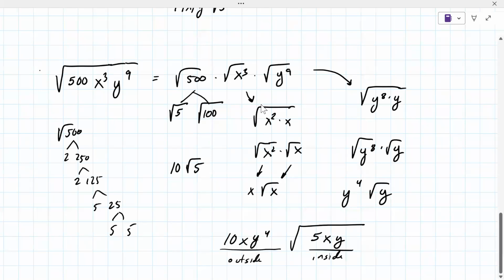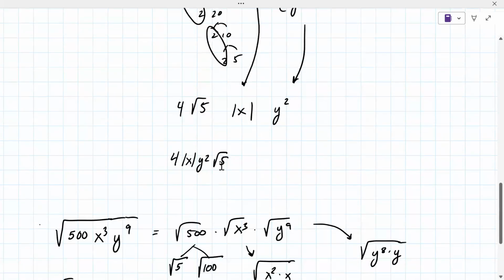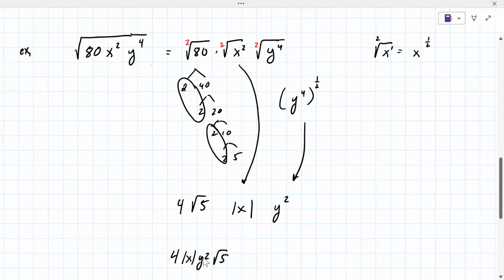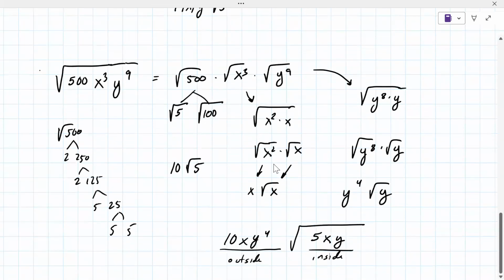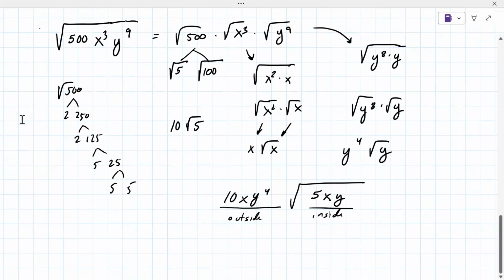Like, you do enough of these, you'll start noticing patterns. Like if it's even, like in the previous problem, x squared becomes just x and y fourth becomes y squared. That's nice. When it's odd, you break it down to one that's 1 degree less, things like that. Any questions on this?